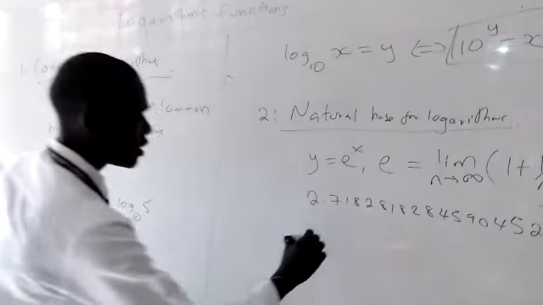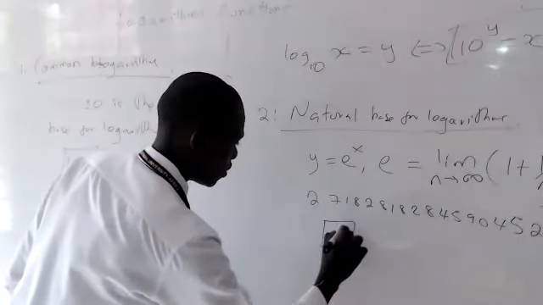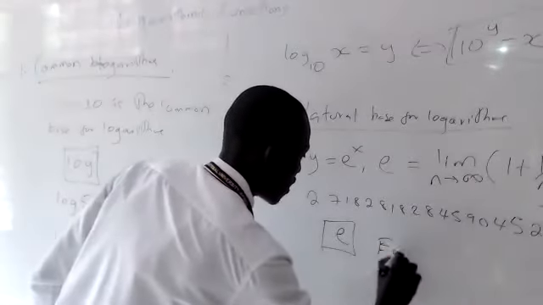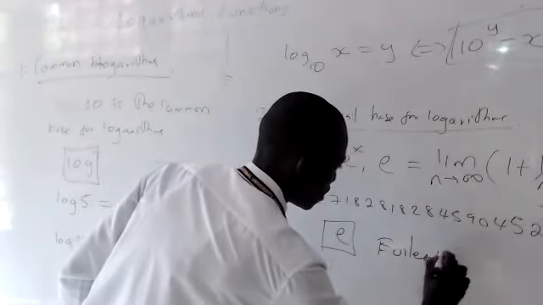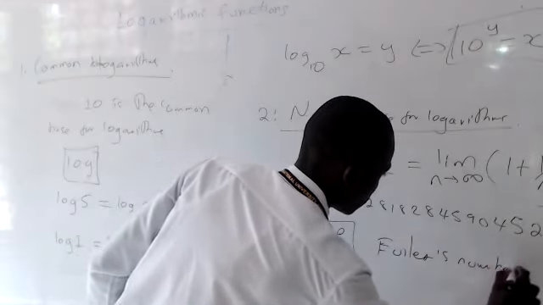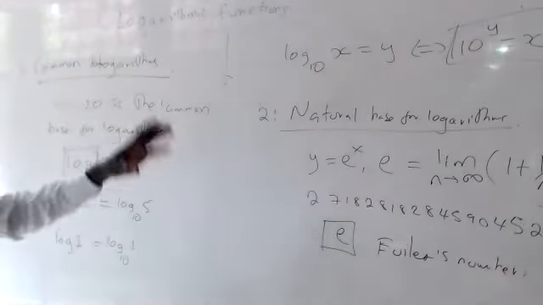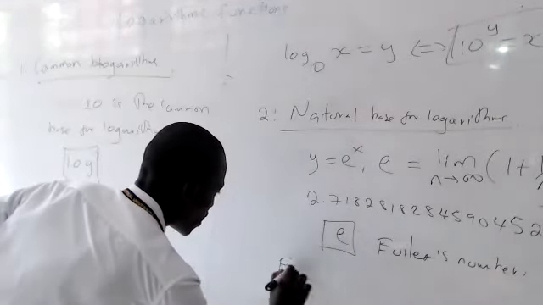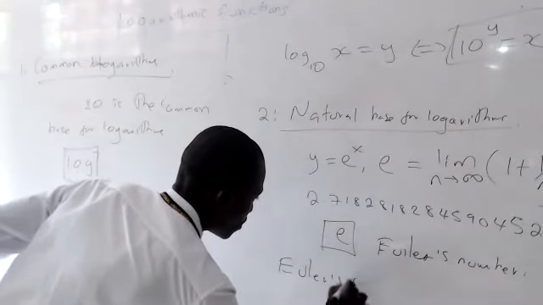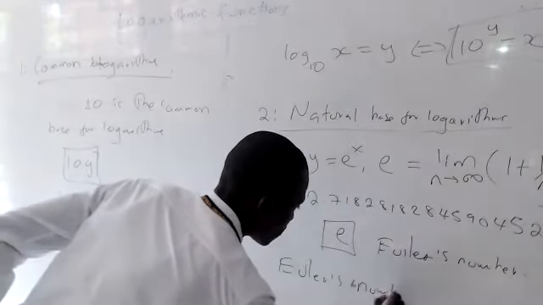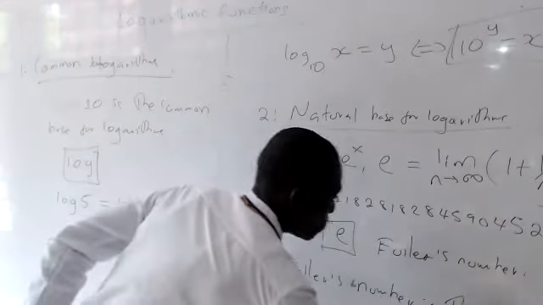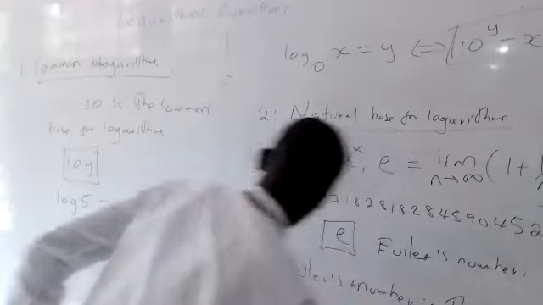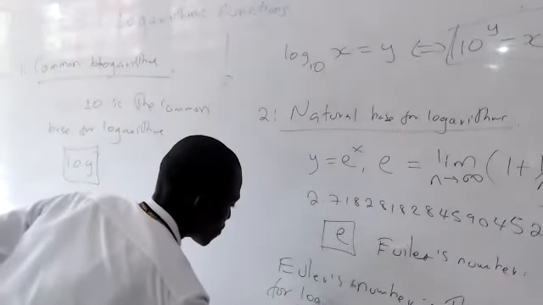So in the calculator, this number is just labeled e. It's the Euler number, the famous Euler's number. So Euler's number is the natural base for logarithms.